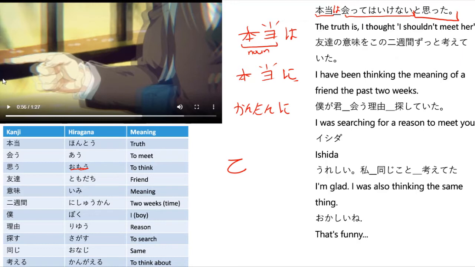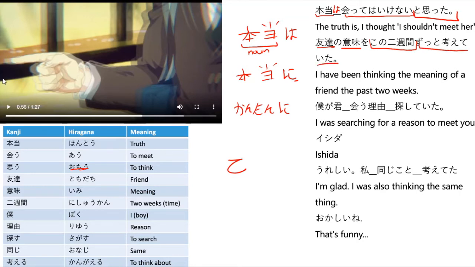When you're saying something that happened in the past for a period of time, then in speech you don't have to use the e. You could say 考えてた, but you can say 考えていた as well. Here you can check what the meaning is, the pronunciation, and the right kanji. I put all the kanji stuff here. So, 友達, this is friend, 意味, meaning. And this is a part of the sentence.